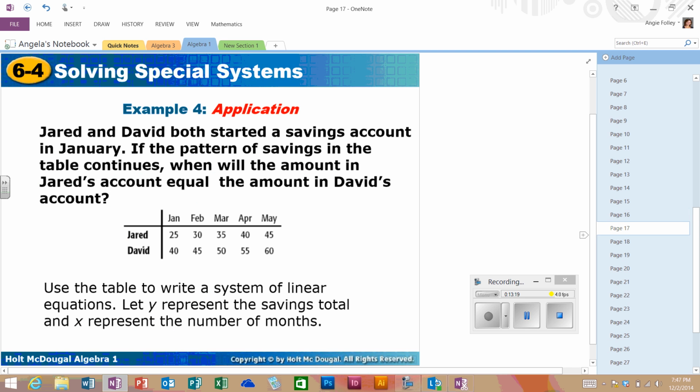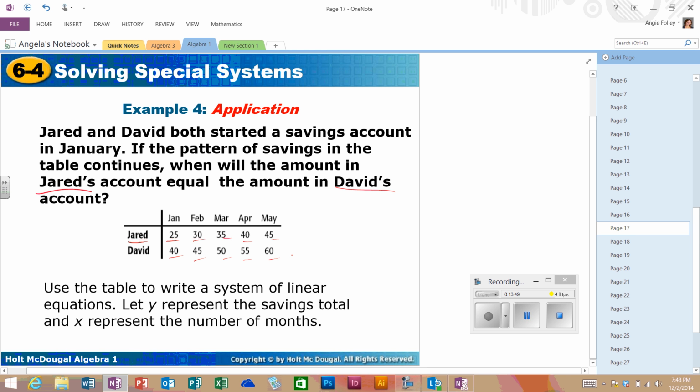Okay, let's try a couple more. All right. Word problems. I know you guys love these. Please watch this because you always have questions on it. Jared and David both started a savings account in January. If the pattern of savings in the table continues, when will Jared's equal David's? So Jared is depositing this much money each month. David's depositing this much. Okay.